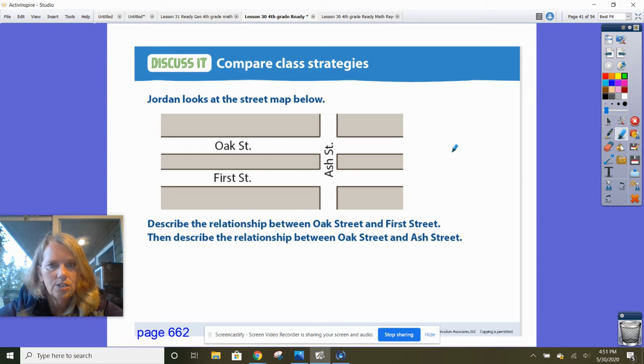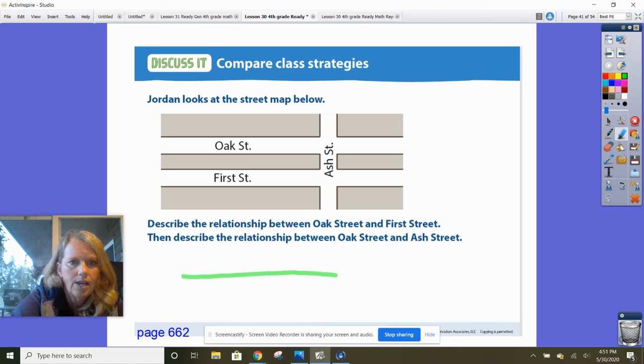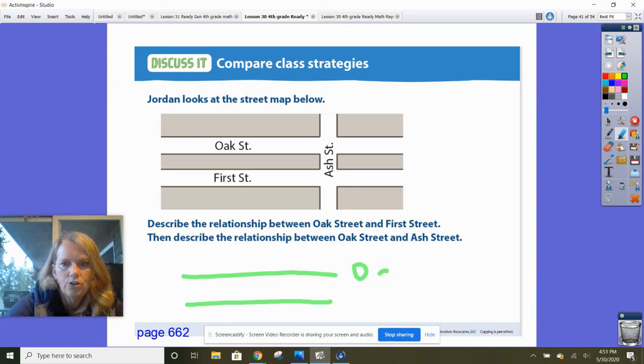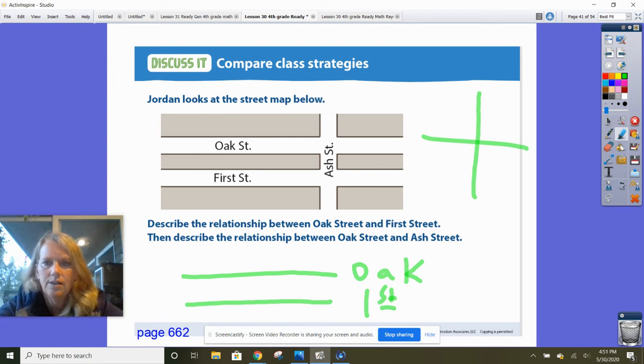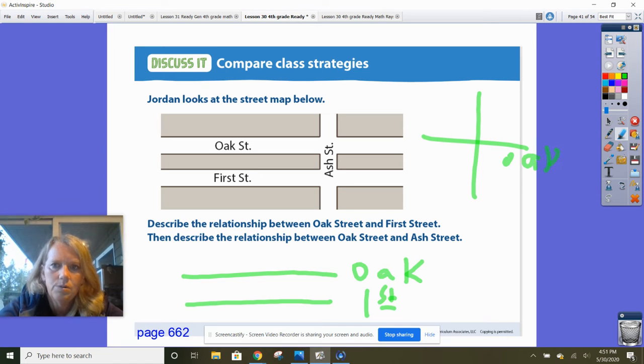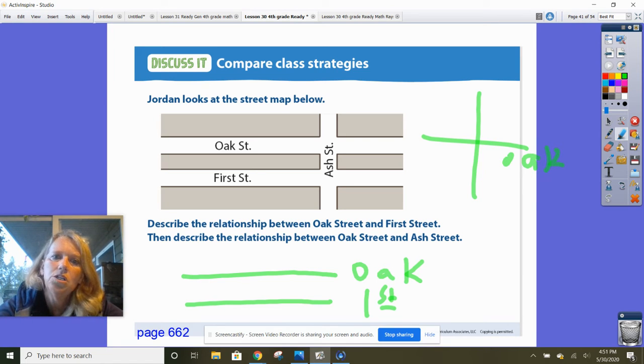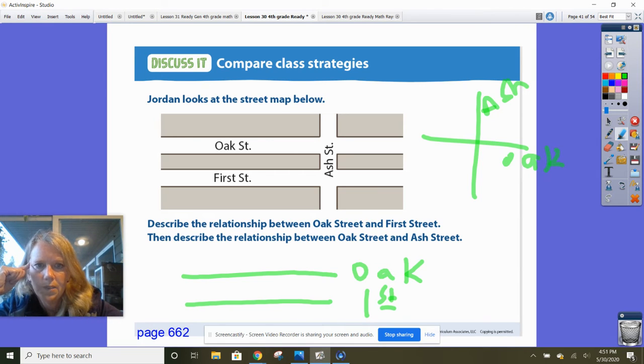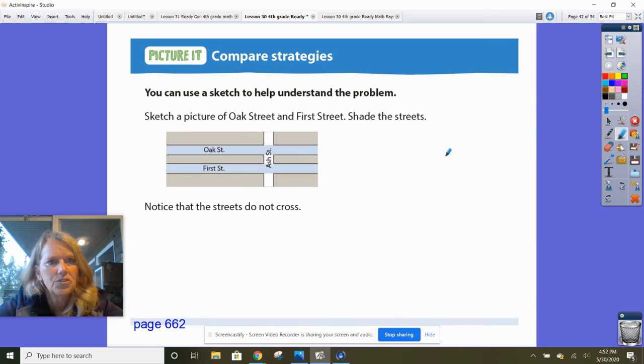Compare class strategies. How might other people do this? They might pull this out of the diagram. They might say, okay, Oak and First. You could pull the picture out. That could be a strategy. And then you could have Oak and Ash and then label. I think that could be a different strategy. Those are the 2 strategies I can think of: color, and then pulling that out. So let's see what Ready Math says for us.